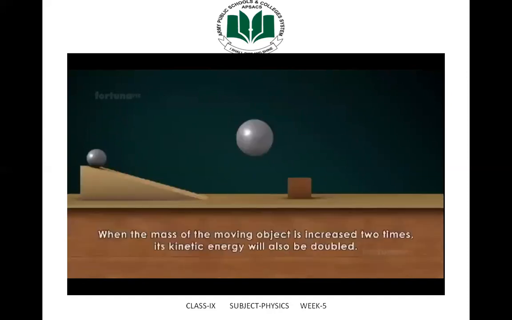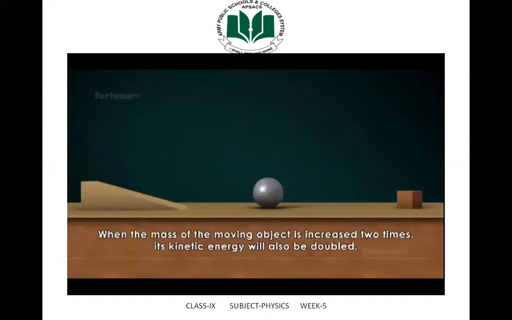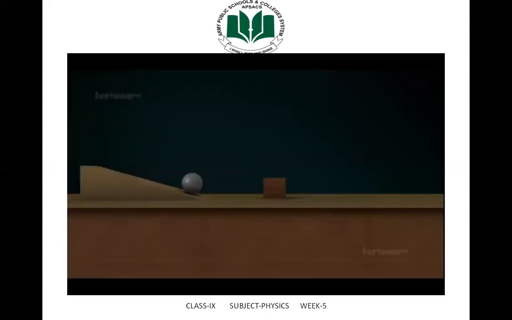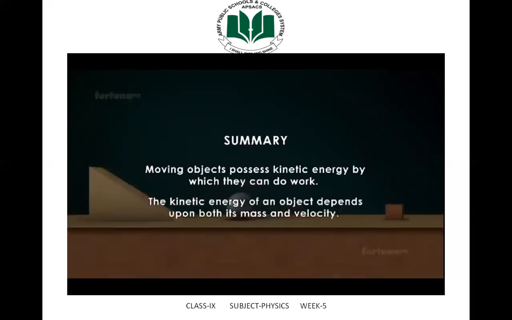When the mass of the moving object is increased 2 times, its kinetic energy will also be doubled. When the velocity of the object is increased 2-fold, then its kinetic energy will increase 4 times. Summary: moving objects possess kinetic energy by which they can do work. The kinetic energy of an object depends upon both its mass and velocity.